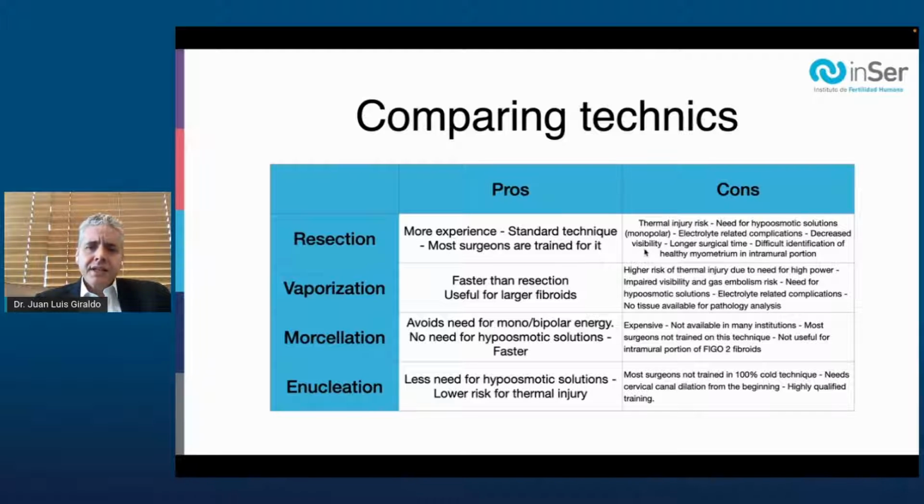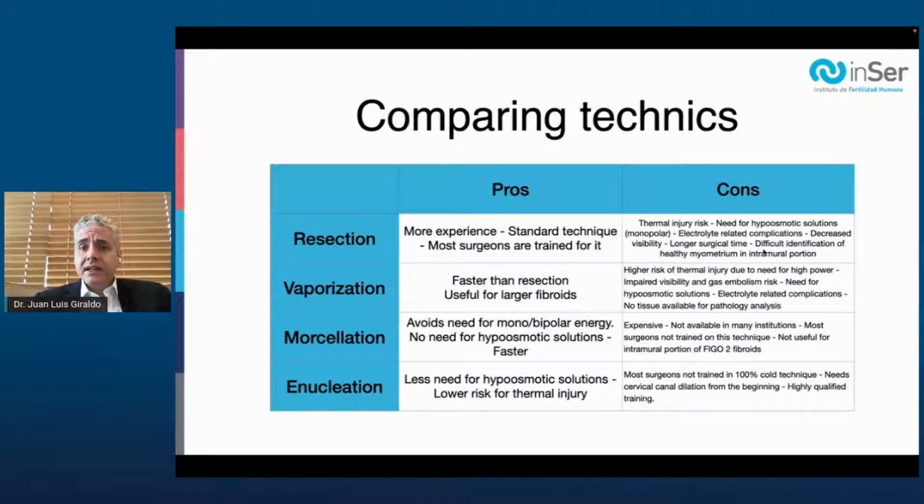There's decreased visibility. We all have dealt with chips of the fibroids, where we still have 50 or 70% of a fibroid to resect, and we're full of chips that are not letting us see the rest of the fibroid to be able to resect it. It's a longer surgical time, many times, because you need to take small chips one by one, take them out, go inside again, fill the cavity again with liquid, and that takes time.